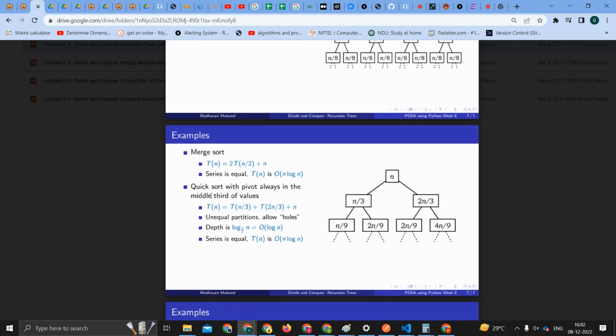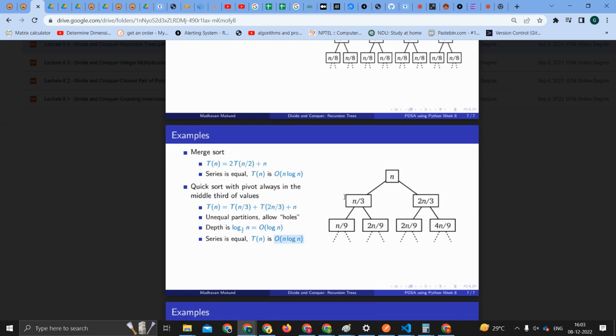Okay, wait. This is an unequal partition, as in quick sort with the pivot always in the middle third of the values. See, n by 3, 2n by 3, so n by 9, 2n by 9. The right-hand side will have a much deeper node, I think. No, here also it sums up to n. That is why.